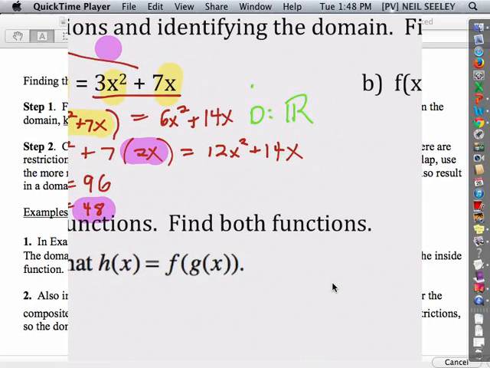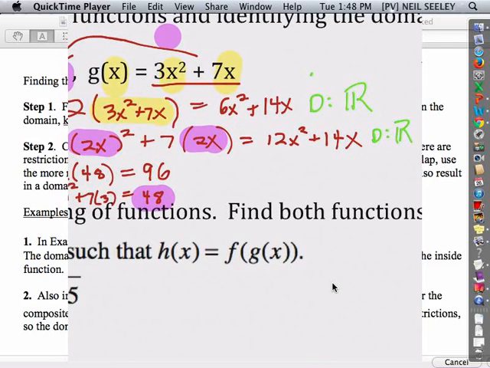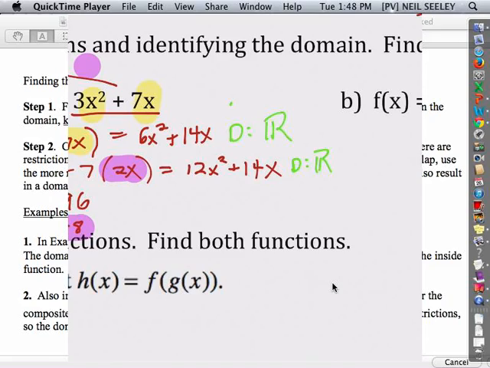Domain all reals. It's a polynomial. All polynomials have all real domains. Domain is all real. Let's move on. Preguntas?